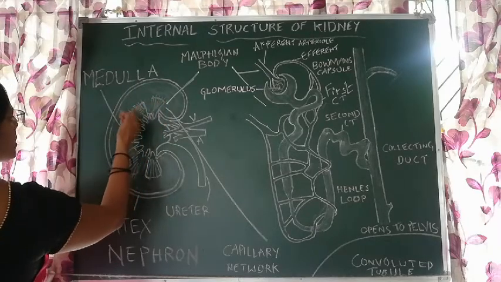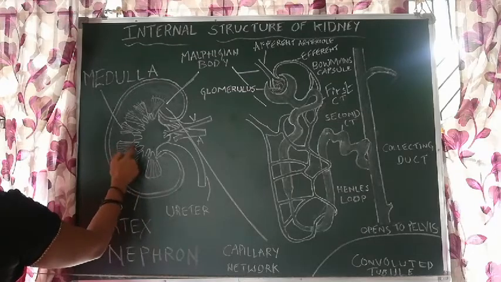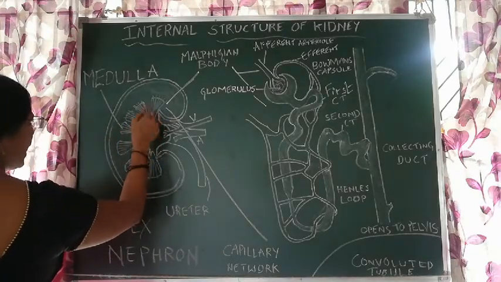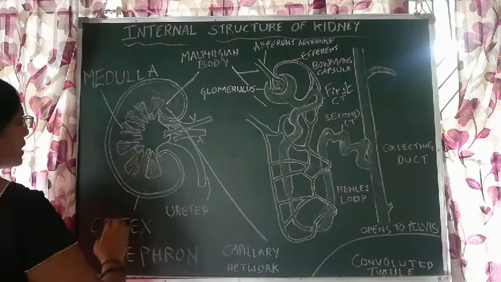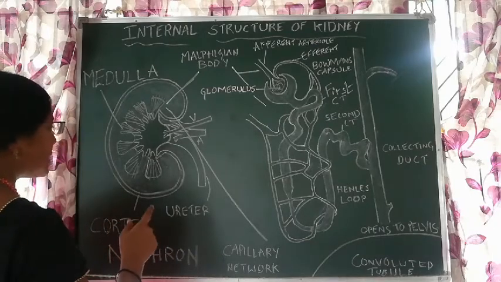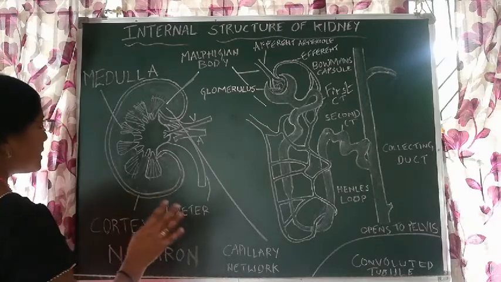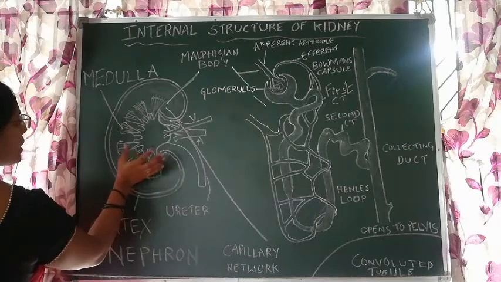See, what are the pyramids? These triangular structures are called renal pyramids. Okay, and these cup shaped structures here are called renal calyx. Plural is calyces, C-A-L-Y-C-E-S, calyces or calyx, C-A-L-Y-X. So, renal pyramids and renal calyx.